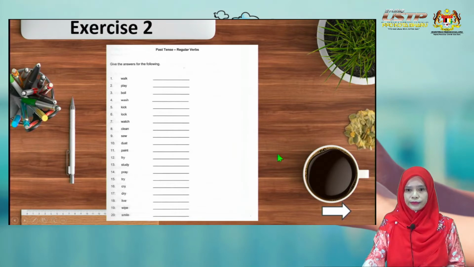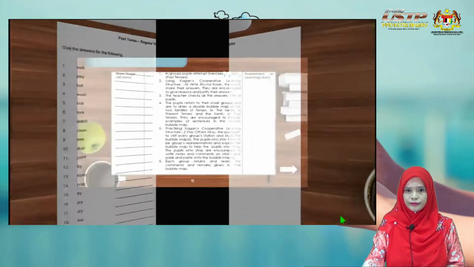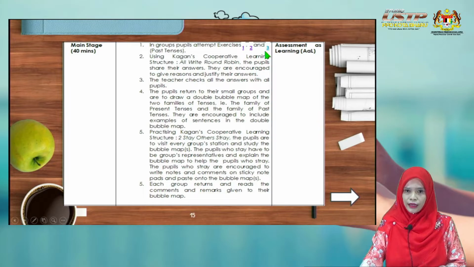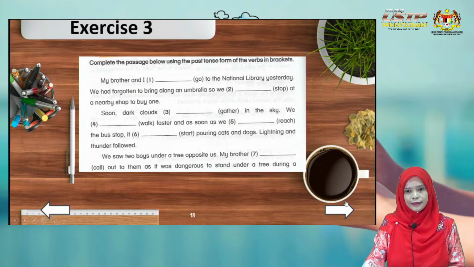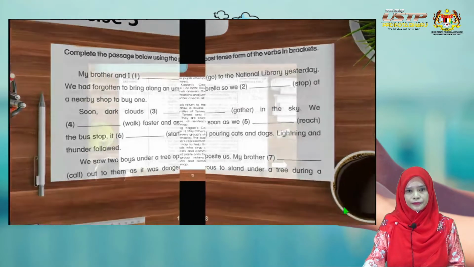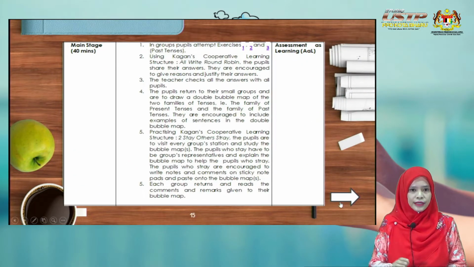Exercise 2 and exercise 3 for past tenses. Using Kagan's cooperative learning structure, Write Round Robin, the pupils share their answers. They are encouraged to give reasons and justify their answers. The teacher checks all the answers with all the pupils.